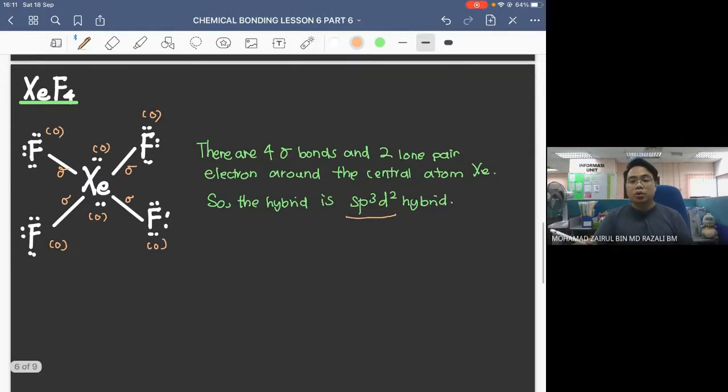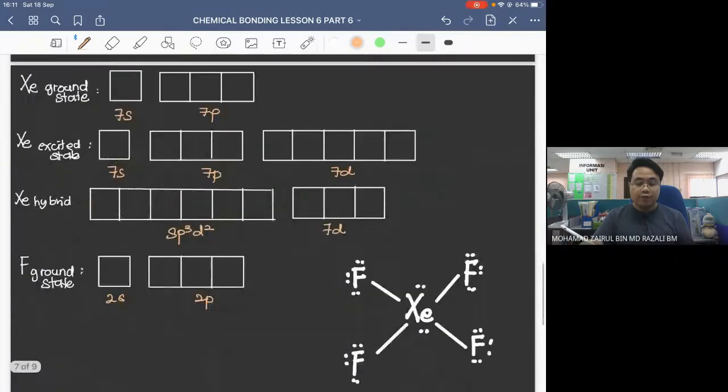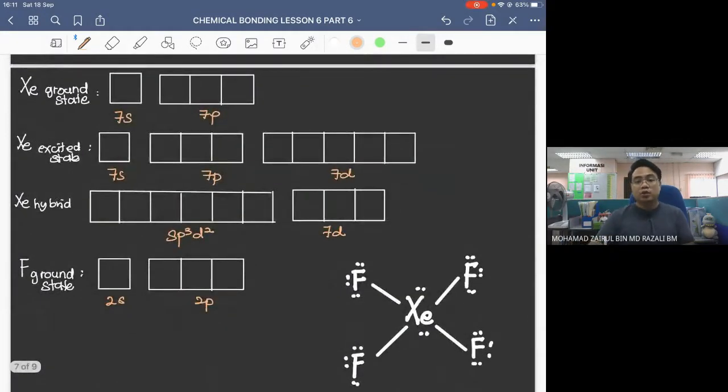Okay, now we can draw the orbital diagram for the valence electron for xenon and also fluorine. Xenon is a group 18 element and located in period 7. So that means the valence electron will occupy the 7s and also the 7p. So xenon is group 18, that means have 8 valence electrons. So 2 of it will occupy 7s and another 6 will occupy 7p.